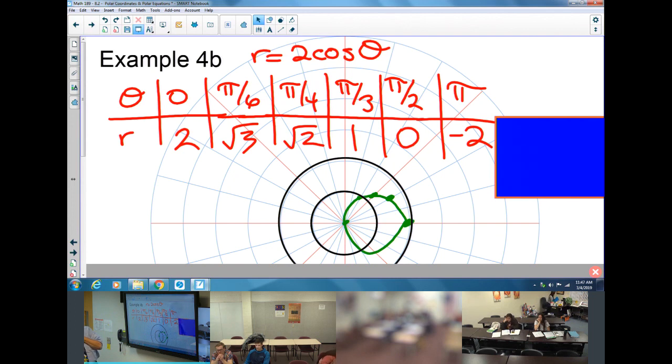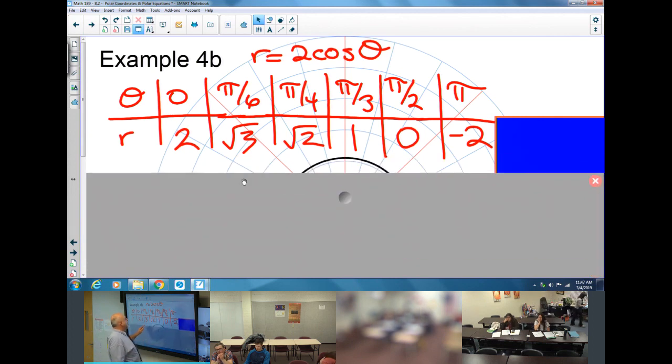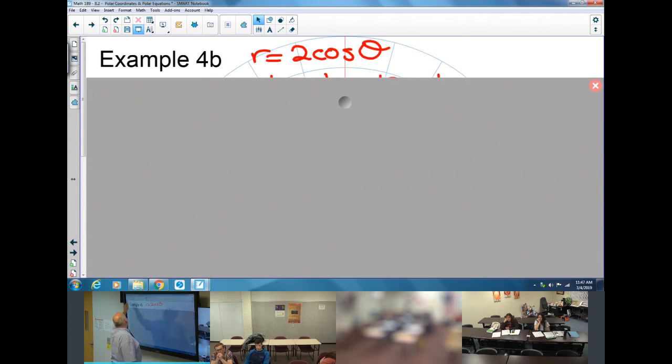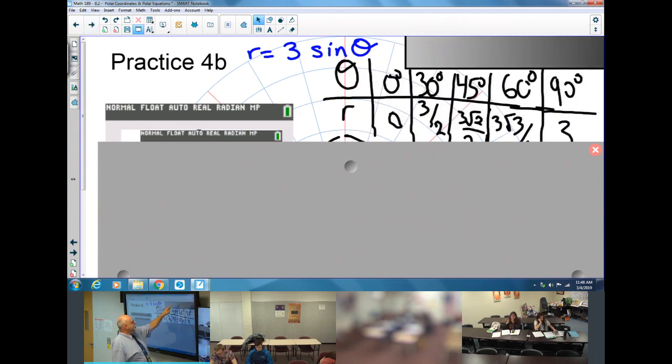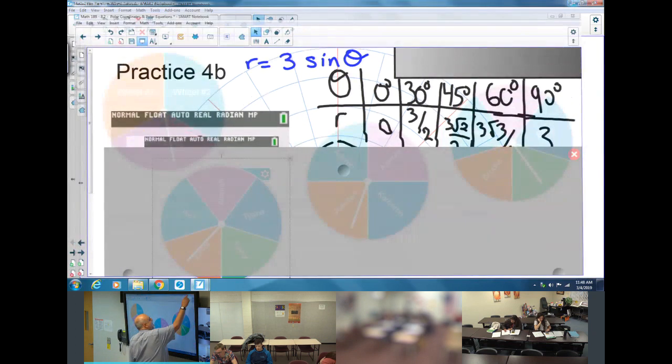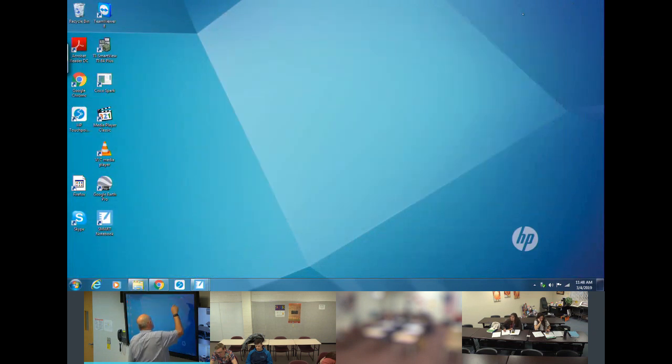All right, so if we were to graph this in the calculator, 3 sine theta, we could make the table just like I did before. Here we did it in degrees just because we can. But what I really want to show you in this practice problem is how to put it in your calculator. So grab your calculators.